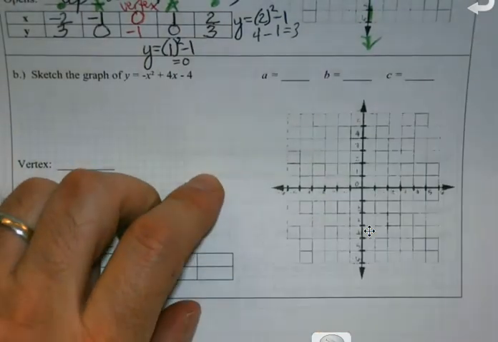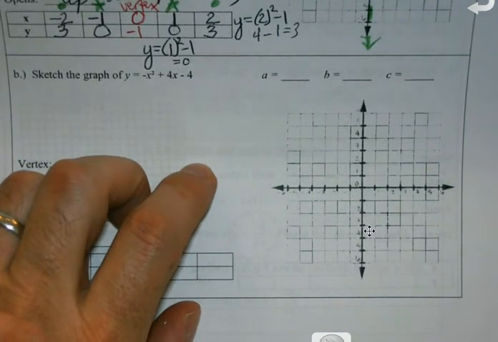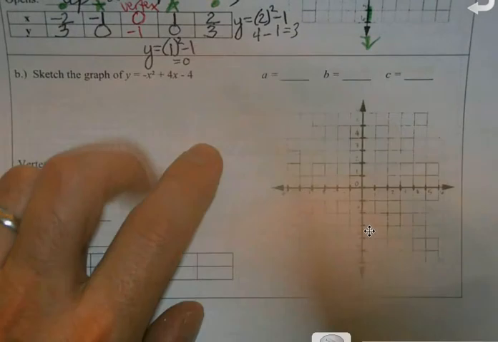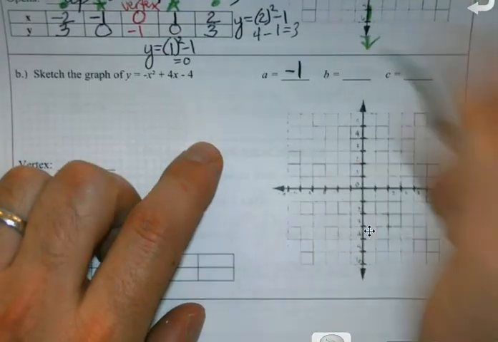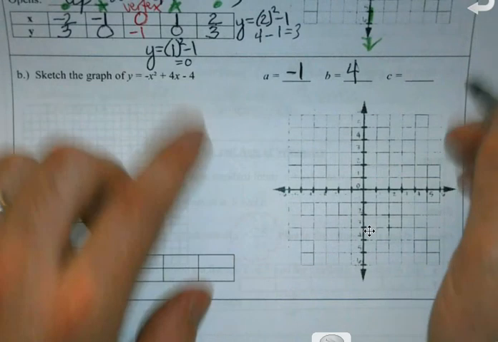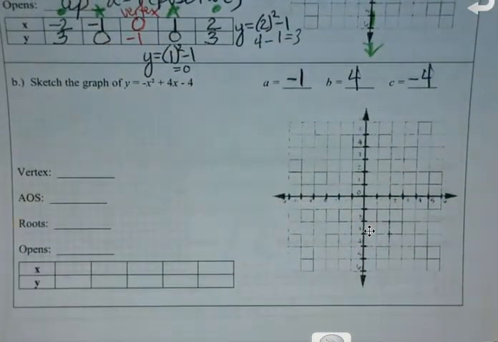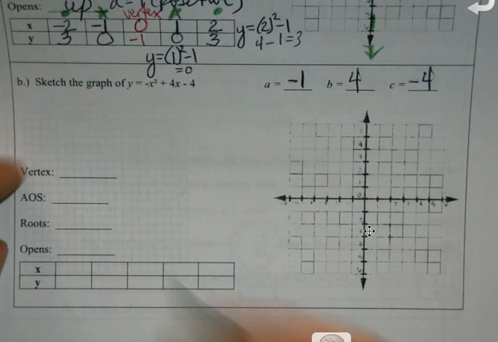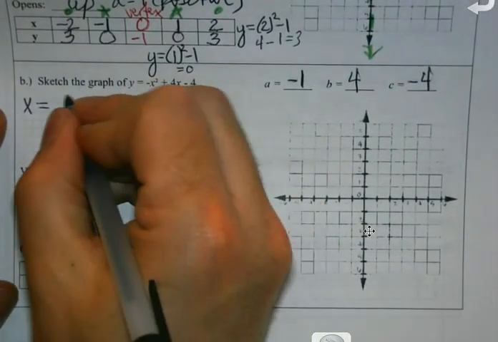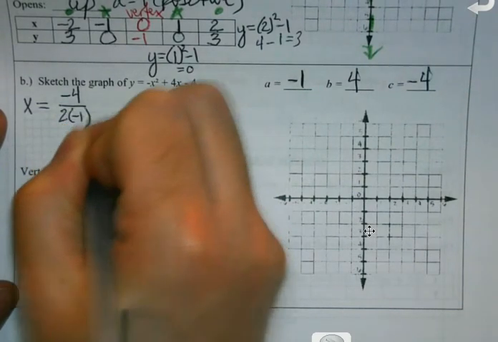So what's my a value in letter B? What number's in front of x squared? Close? -1. Okay, what about B? 4. And C is -4. So this first step never is going to change. My vertex, my x equals, is always going to be -b over 2a.